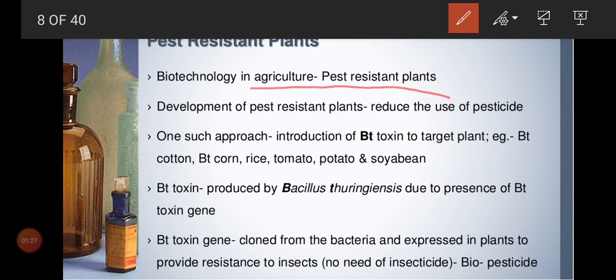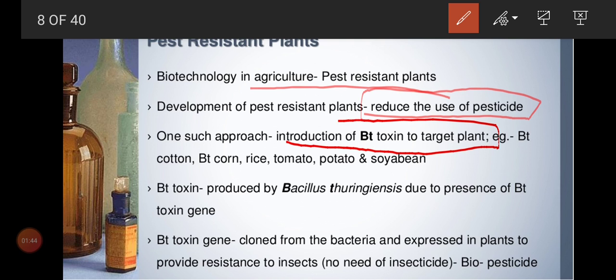Now look at the slide. Development of pest resistant plants reduces the use of pesticides, because we have already changed the gene, so automatically we don't need to use pesticides. One such approach is the introduction of Bt toxin to the target plant. Examples: Bt cotton, Bt corn, rice, tomato, potato and soybean. These are some of the GMO plants, genetically modified organisms.